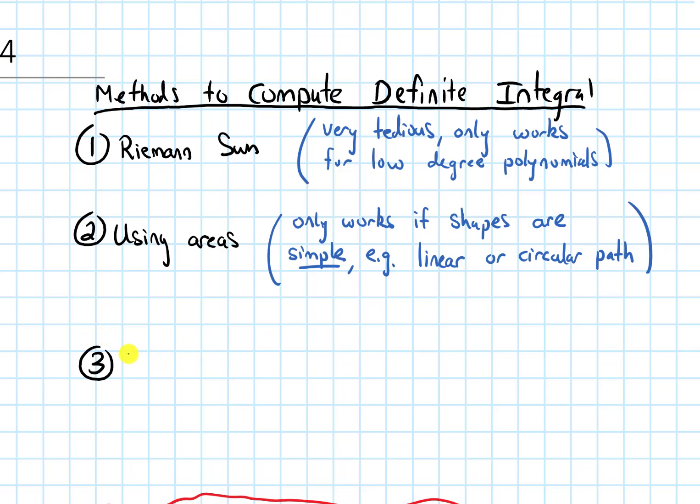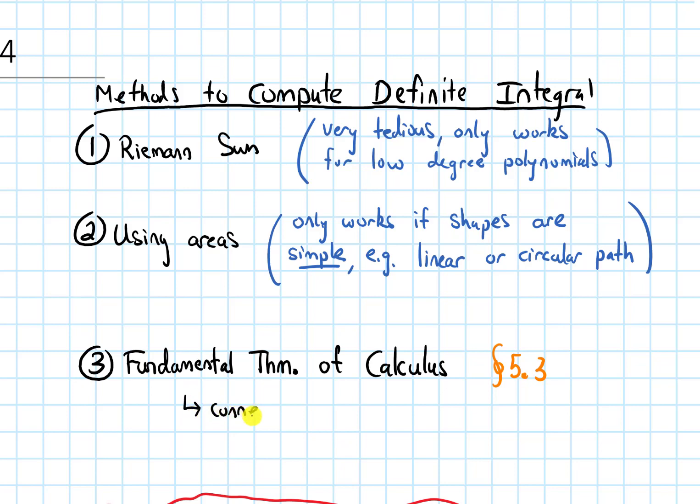And the third method, we haven't learned yet, but we will. This is called the fundamental theorem of calculus. Okay, and this is going to be one of the main results from our class. We'll cover this in the next section, section 5.3. But this theorem will connect areas with antiderivatives. So somehow we'll be able to find an area under a graph using antiderivatives.